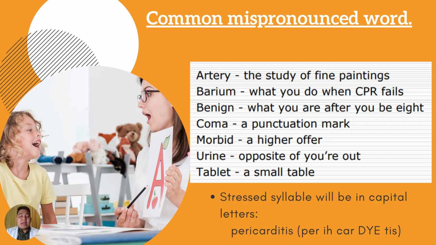But it has a different spelling, benign, which, if we pronounce it in the medical term, we'll have benign. So that's it. Morbid, urine, urine versus urine, tablet versus small table, or tablet, which is a medicine. If we are going to pronounce it in the medical field, stress the syllable that is in the capital letter. For example, the word pericarditis, how are we going to pronounce this one? That is pericarditis. We need to emphasize ditis in this medical term.